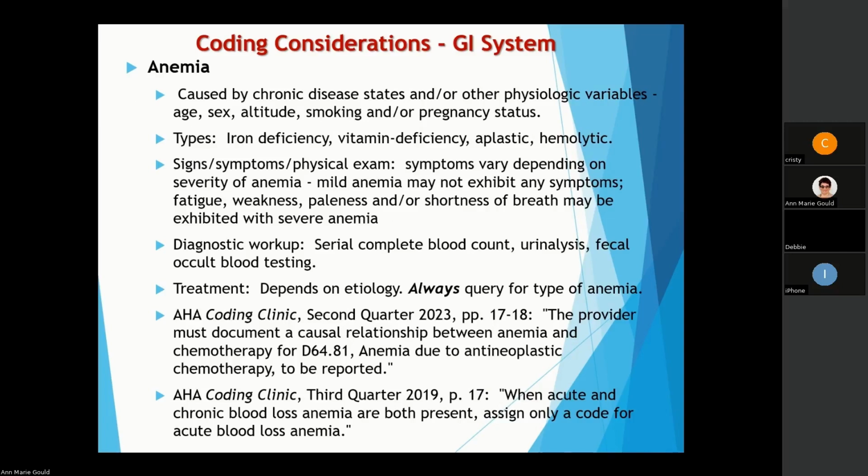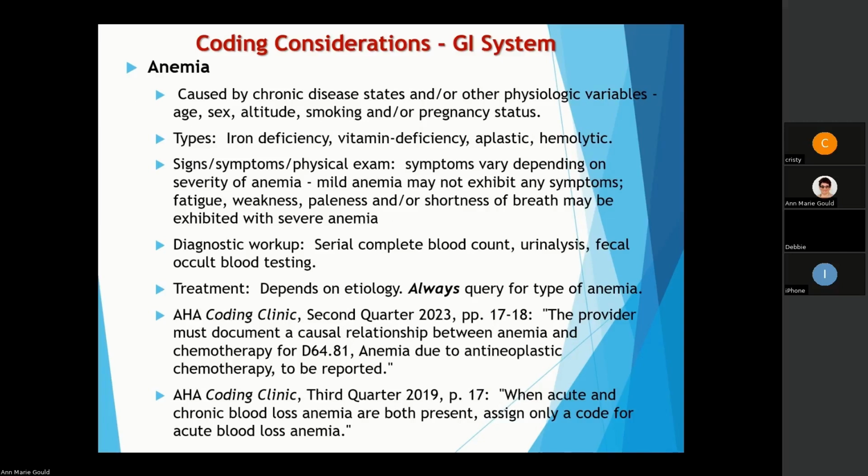Some of the signs, symptoms, and physical exam findings you may see depend on the severity of the anemia. So with mild anemia, you may not exhibit any type of symptoms, but if you have fatigue, weakness, paleness, and or even shortness of breath, you may exhibit a severe anemia. And when it comes to your diagnostic workup, you see a lot of CBCs being drawn, serial CBCs. They, of course, will do a UA and even fecal occult blood testing.